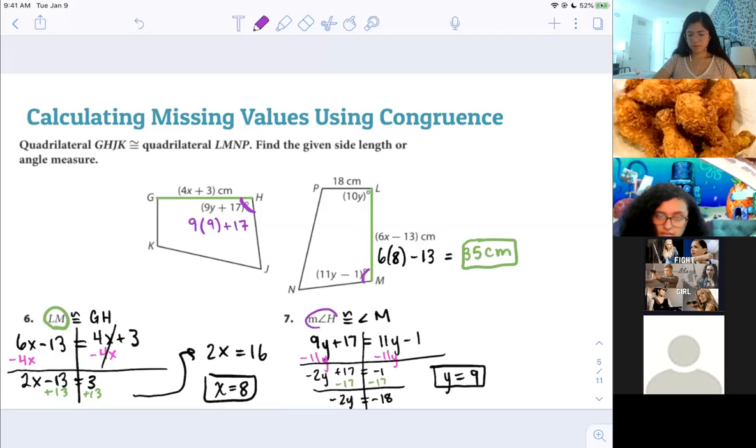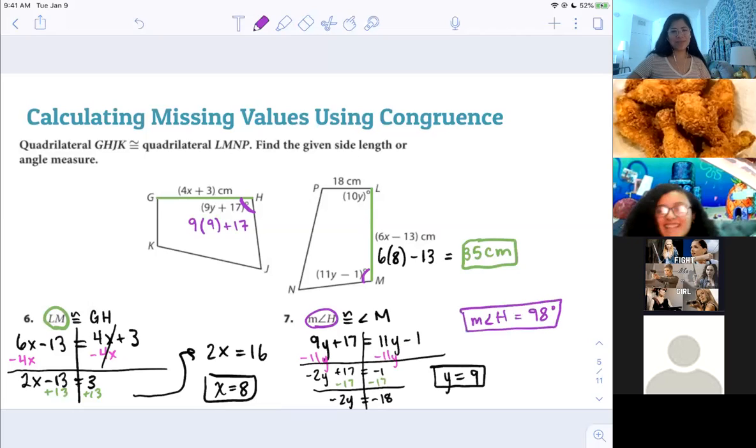$98. I mean, we literally talked at the same time. I said it first though. 98. Unfortunately, that doesn't count. It does count. Tie. But yes, 98 degrees exactly. Any questions?